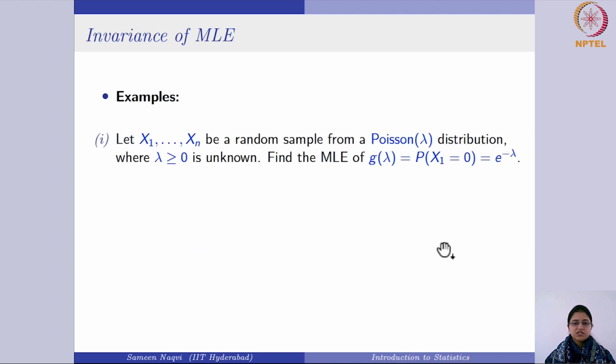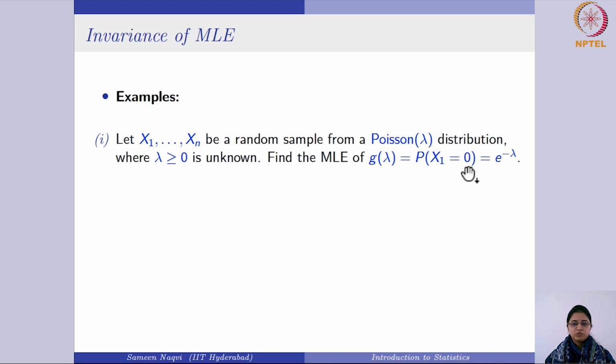Suppose you have a random sample coming from Poisson distribution with parameter lambda, and you have to find the MLE of a function of this parameter, not necessarily lambda itself, because for lambda, if you recall, the MLE was the sample mean, that is x bar. Now what you are asked is to find the MLE for e raised to the power minus lambda. That is a function of the original parameter.